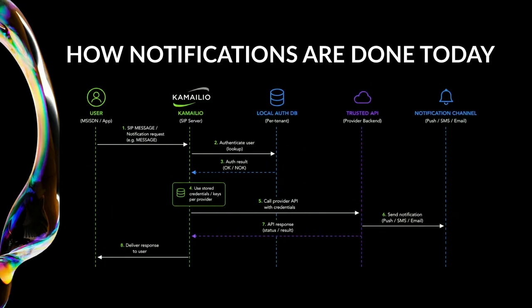Then it uses already stored credentials that Kamailio has and makes a request to a trusted API, letting the API know that we want to send a notification to the other recipient to wake them up. The trusted API gets the request, validates the credentials, and then sends the notification to the relevant notification channel to broadcast it directly to the recipient, returning a response that will later be used for the user. So Kamailio depends on a local database and provides a local and trusted API that needs to be pre-configured, with pre-established trust between them. Each integration is manual and repeated.